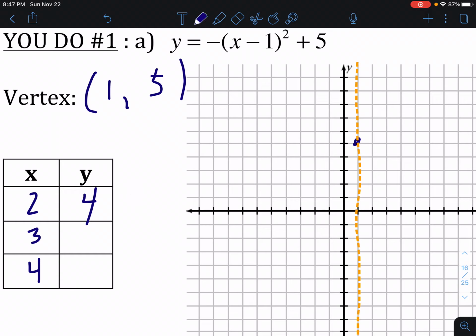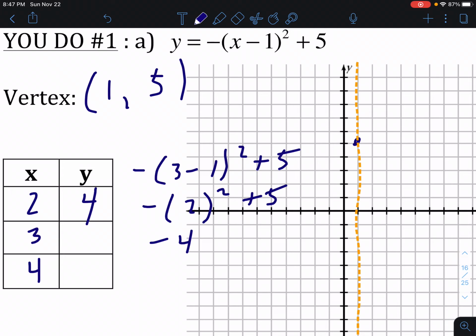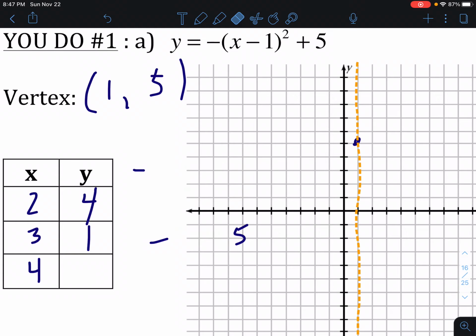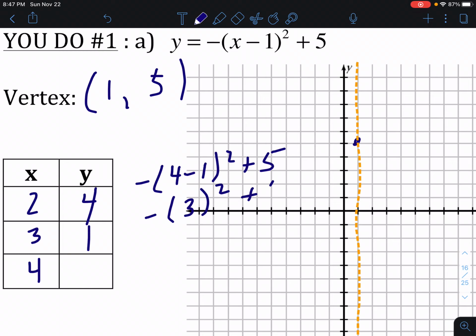Now we're going to do the 3 into the formula for the x. Parentheses, bring down the negative. 2 squared is 4, so negative 4 plus 5 is 1. And then the 4 going in for the x. 4 minus 1 is 3. Then exponent, carry down the negative, 9 plus 5 is negative 4.